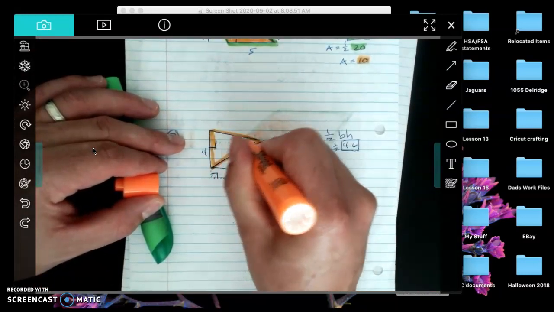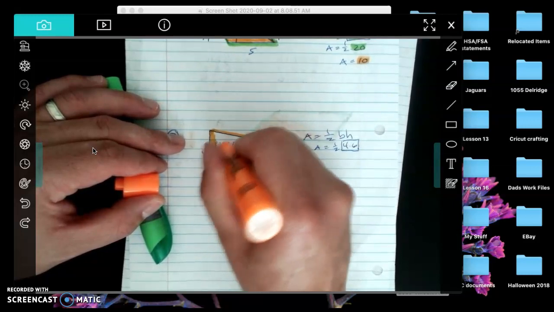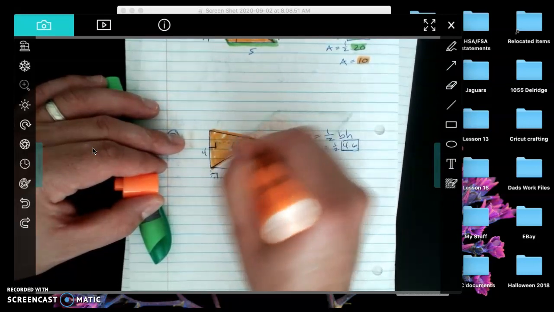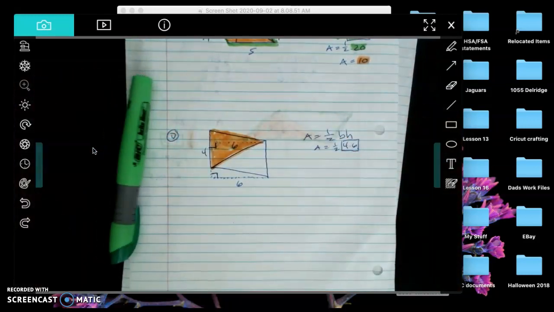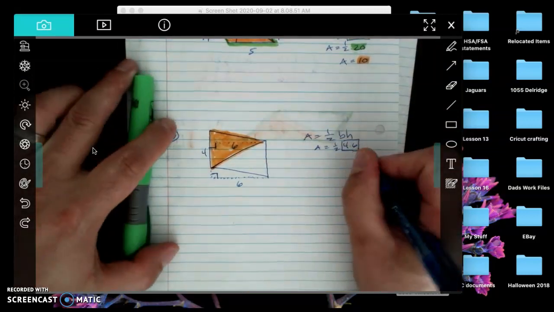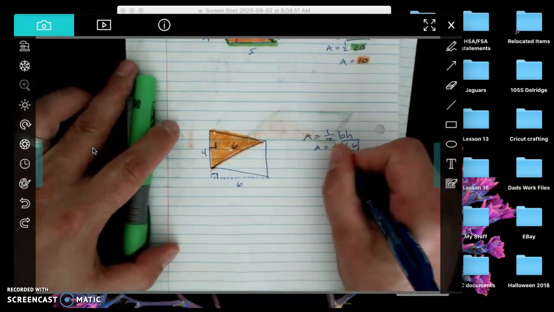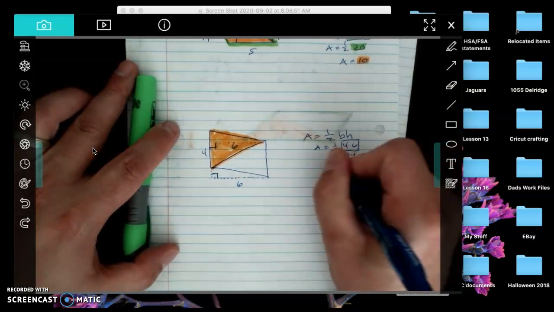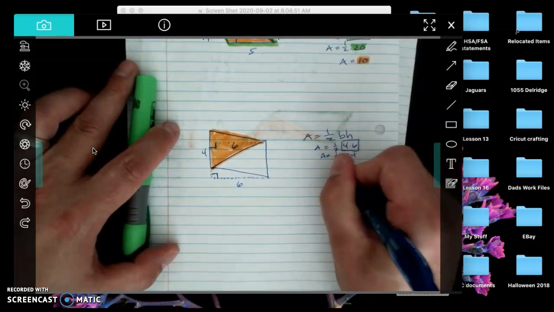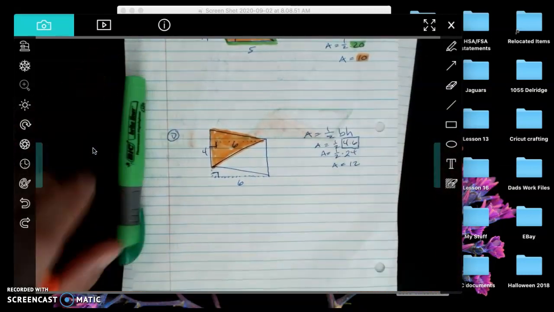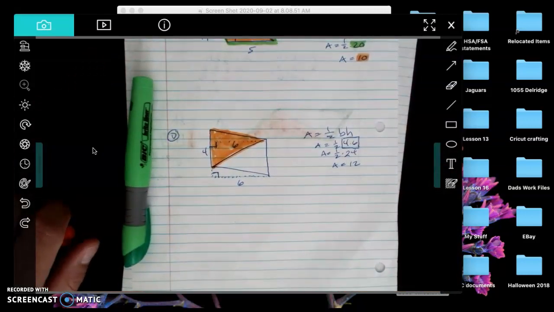I use the parallelogram to kind of cheat, because I know how to do base times height really simply. Okay? But in this case, I do 4 times 6, 24. I take 1/2 of that. My final area gives me 12. Okay? So hopefully this makes sense, guys.